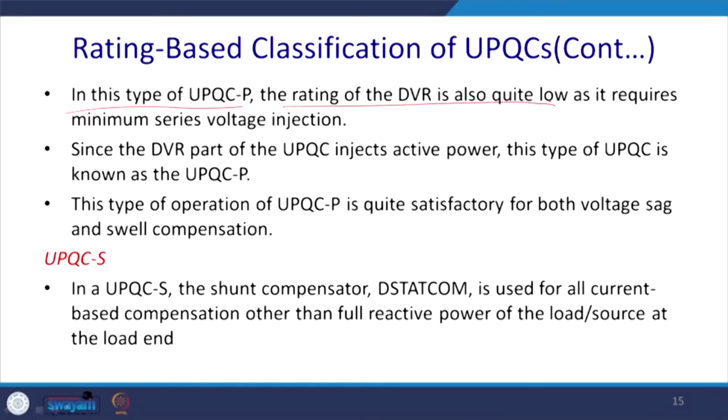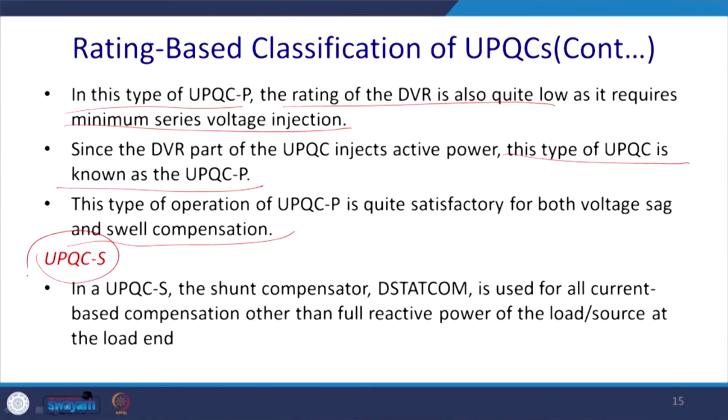In this type of UPQC-P, the rating of the DVR is also quite low and requires a minimum series voltage injection. Since the DVR part of the UPQC injects active power, this type of UPQC is known as the UPQC-P, and this type of compensation is quite satisfactory for both the sags and the swell compensation. But it is poor when you have a problem related to poor power factor.